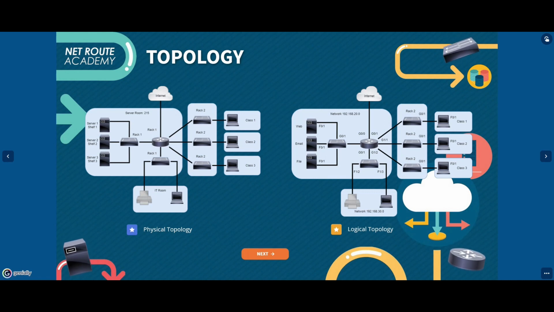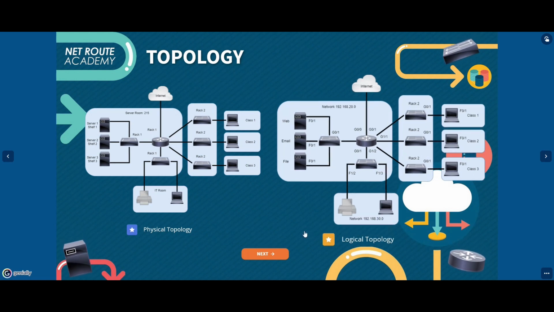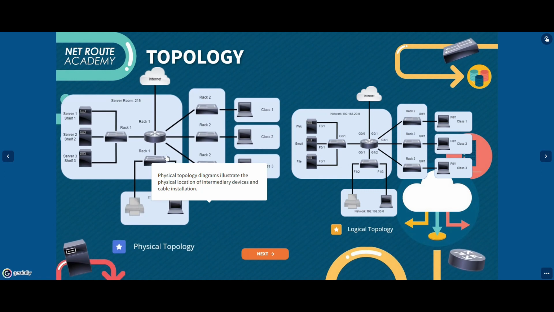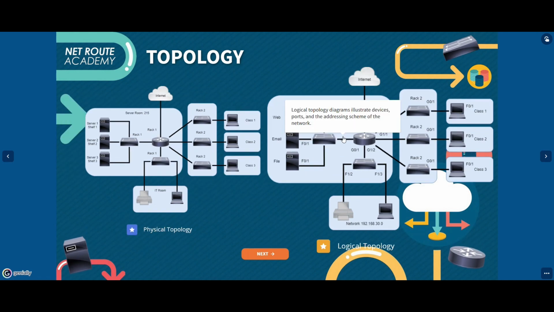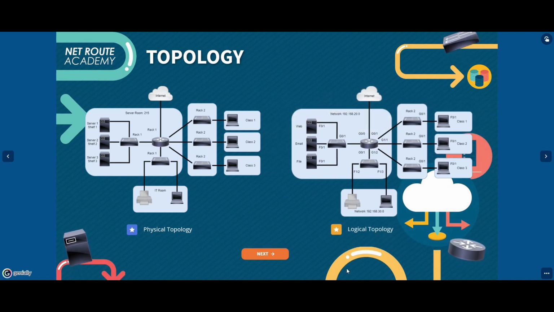Physical topology illustrates the physical location of the devices and cable installation. See in this figure that the location of the devices and where they are located is all documented, while the logical topology illustrates the devices, ports, and the IP addressing of the network. The term physical topology refers to the network hardware and how devices and cables fit together, while the logical topology refers to the way software controls access to the network resources and how those resources are shared on the network.